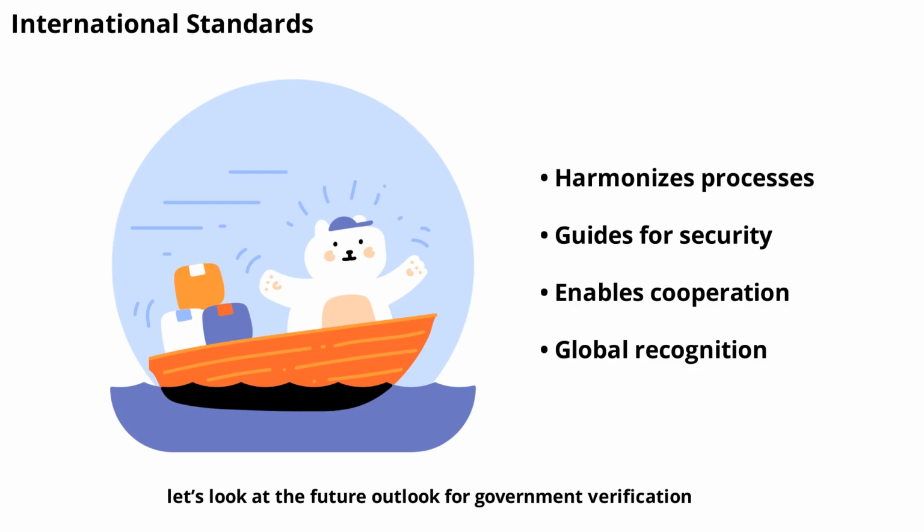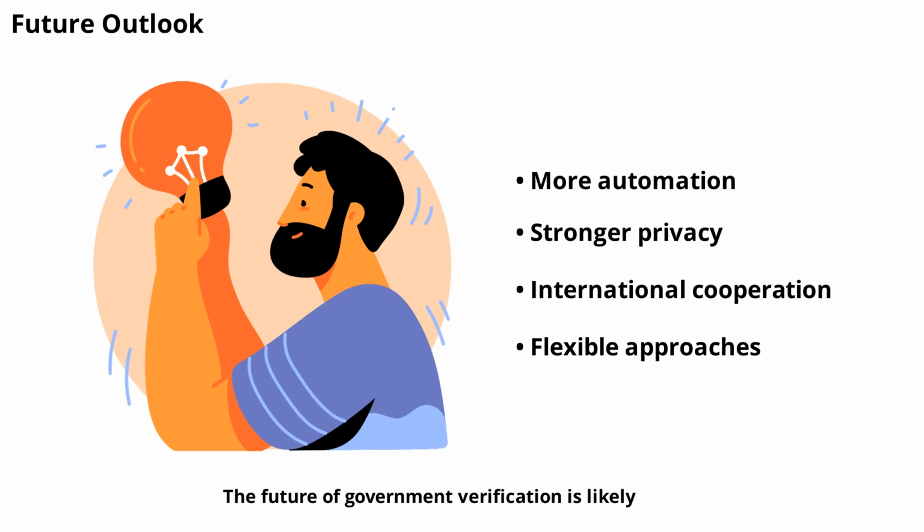Next, let's look at the future outlook for government verification. The future of government verification is likely to be shaped by advances in technology, changing regulations, and evolving public expectations. We can expect more automation, stronger privacy protections, and greater international cooperation. Governments will need to stay flexible and proactive to meet new challenges and opportunities.